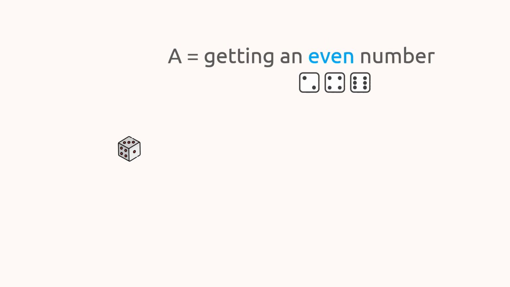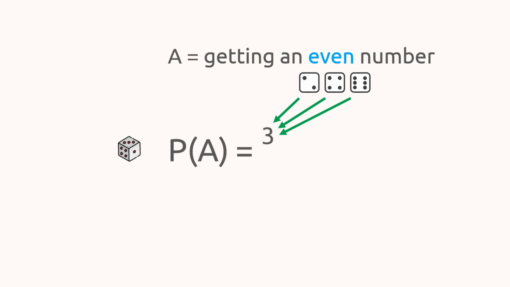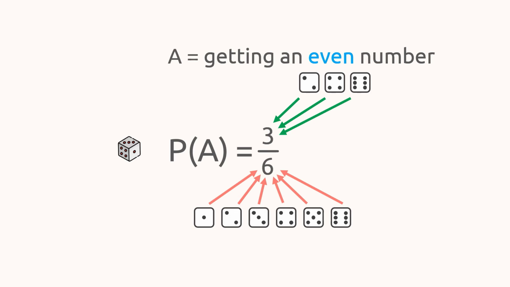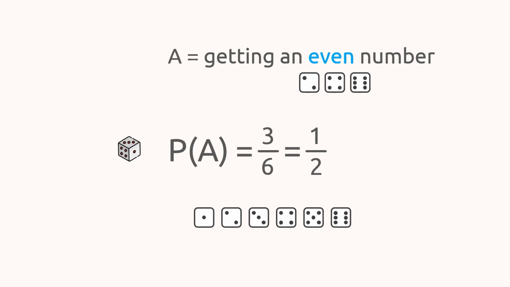Let's roll a fair die this time. Let A be the event of getting an even number. Then to find the probability of getting an even number, we take how many even numbers there are and divide that by the total number of outcomes when rolling a die. So the answer is 3 out of 6, which is equal to 1/2.